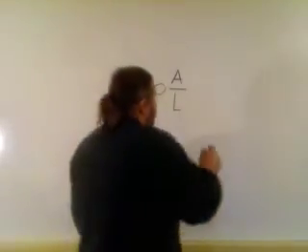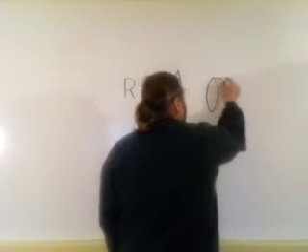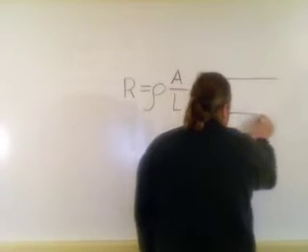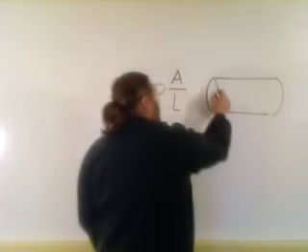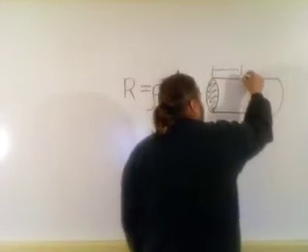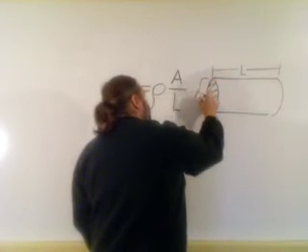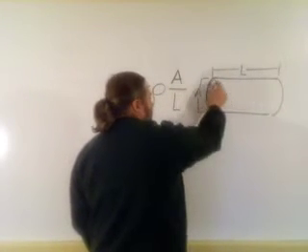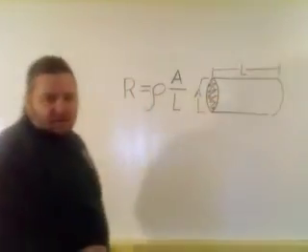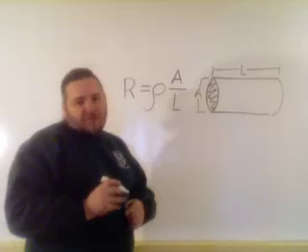Now, when we look at a pipe, we're looking at, this is the cross-sectional area, and this is the length. Okay, so that's the length. This is the cross-sectional area. It's the area of this circle right here. Okay, so that is what makes up the resistance.